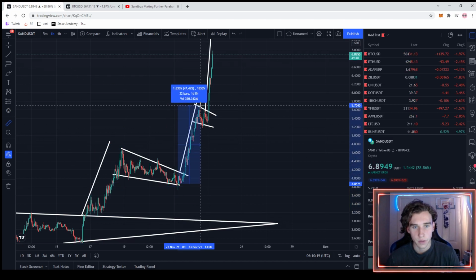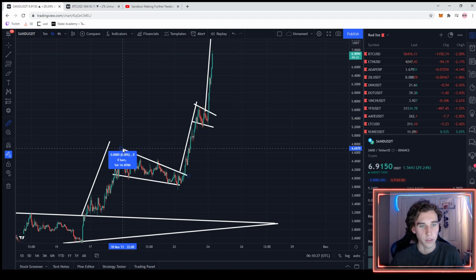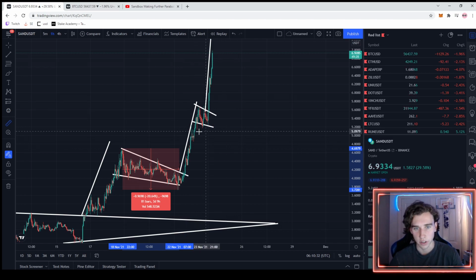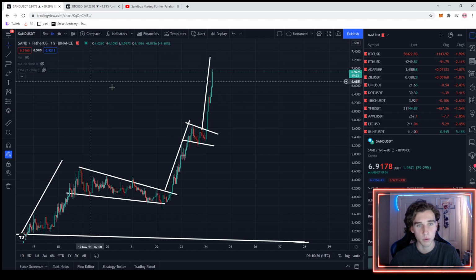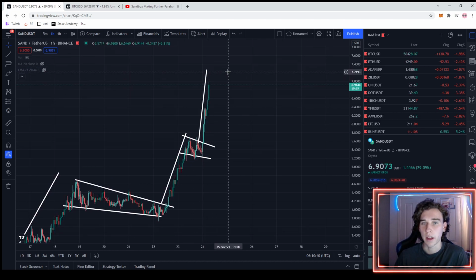Actually no, we do it from the top. So it's 38%, and the correction was 9%, and the correction here was 20%. So the rise is less and the correction is less, which makes sense. So we've seen that. And the second bull flag is now playing out, and we're almost at our target, which was up here at $7.20 level, right?